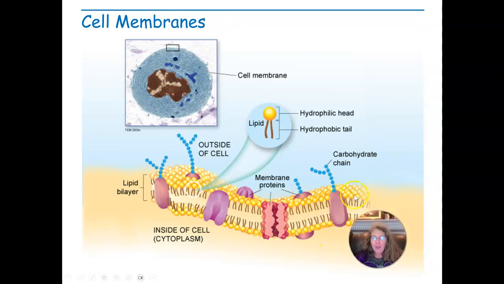So here's an example of this fluid mosaic model. Fluid in that it can bend and curve. Mosaic in that it has all these different kinds of things embedded within it.